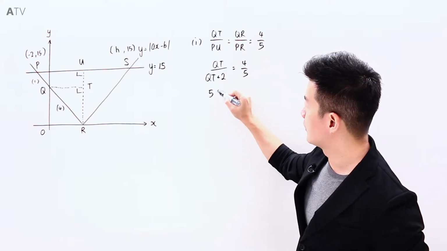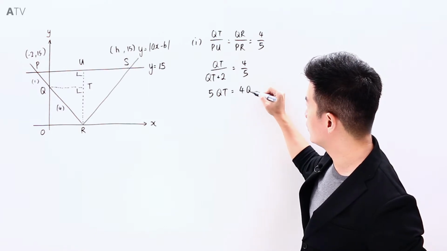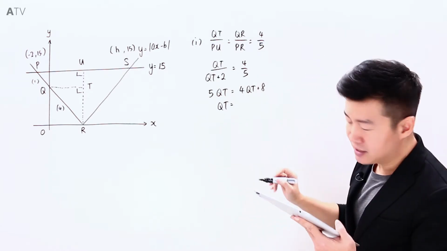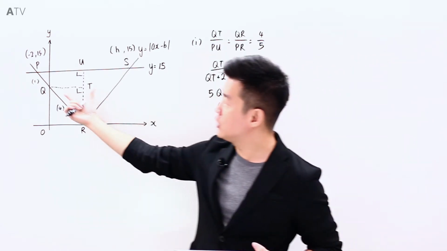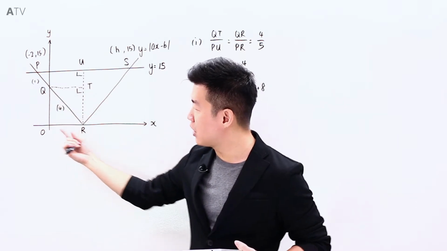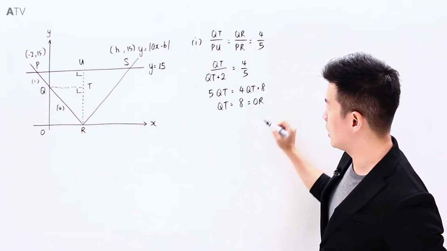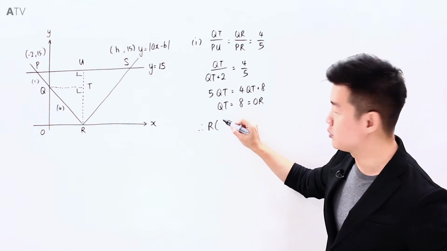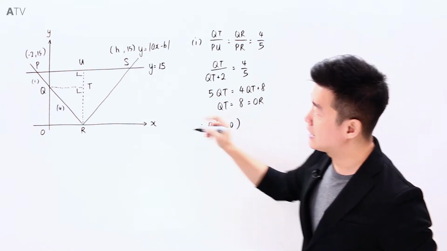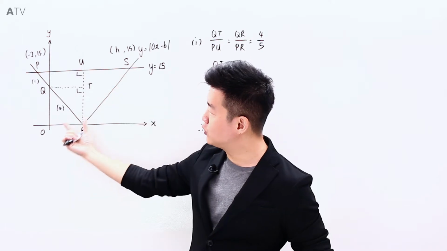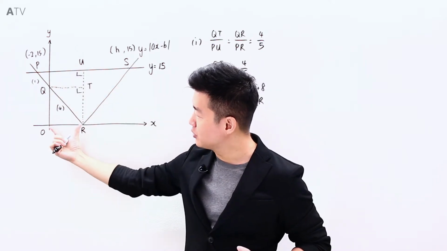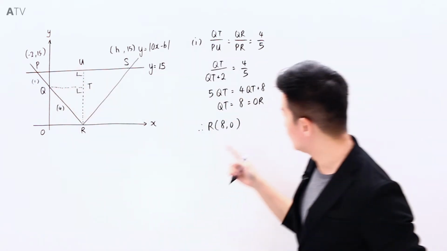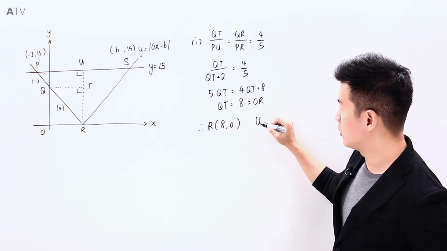Cross multiplying, we have 5QT is equal to 4QT plus 8. This will help us to solve for QT. QT here is equal to 8. And if QT here is equal to 8, that means OR is equal to 8. So this is equal to OR, which means that the coordinates of R over here, we have actually found it to be 8, 0. As for point U, from here to U, it is going to be the same as OR, which is the same as QT, which means that the x-coordinate of U will also be 8.